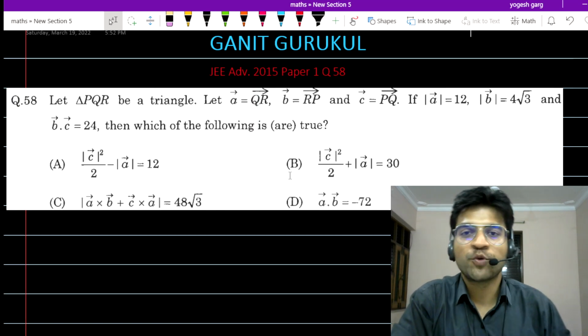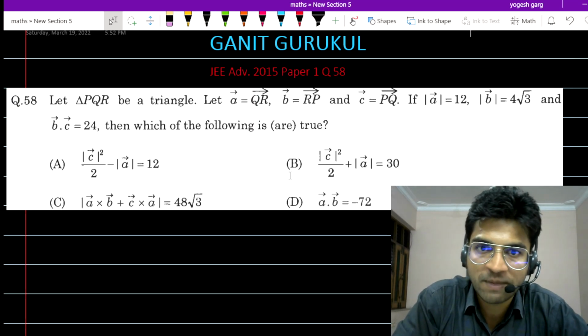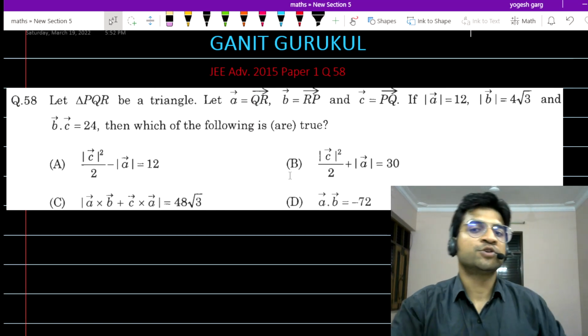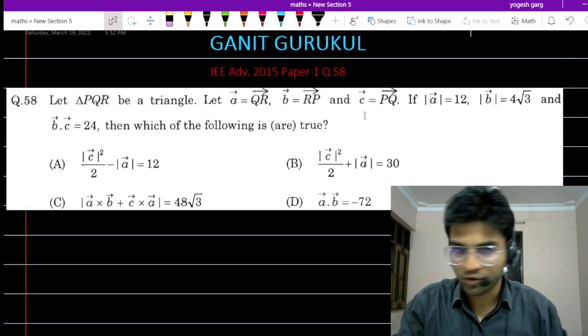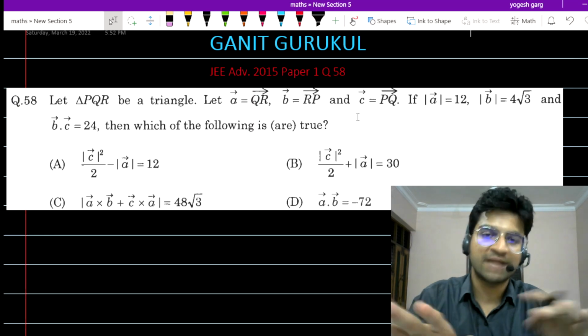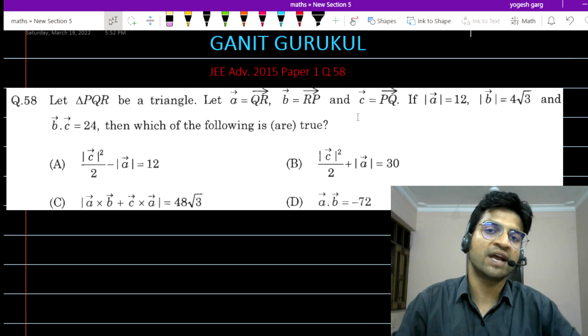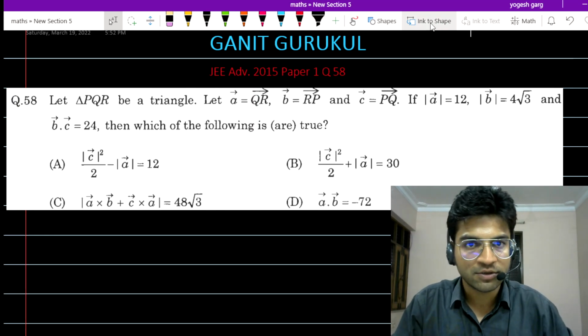In this video we are going to discuss JEE Advanced 2015 Paper 1 question number 58. Let PQR be a triangle, vector A is equal to vector QR, vector B is equal to vector RP. So A, B, C all three are the sides of the triangle. Let us make the figure first.